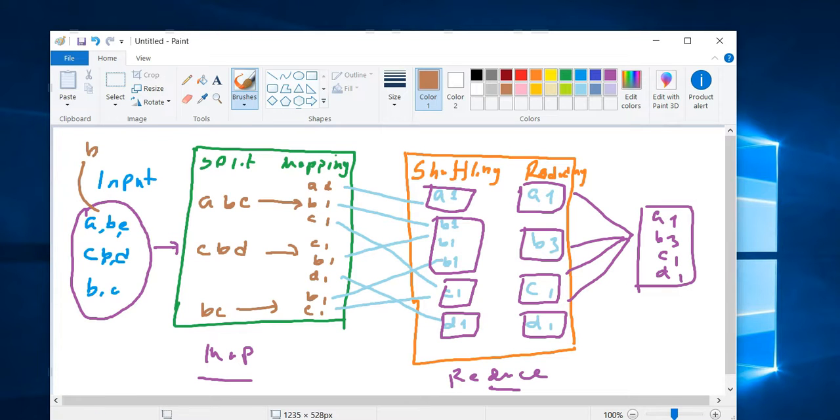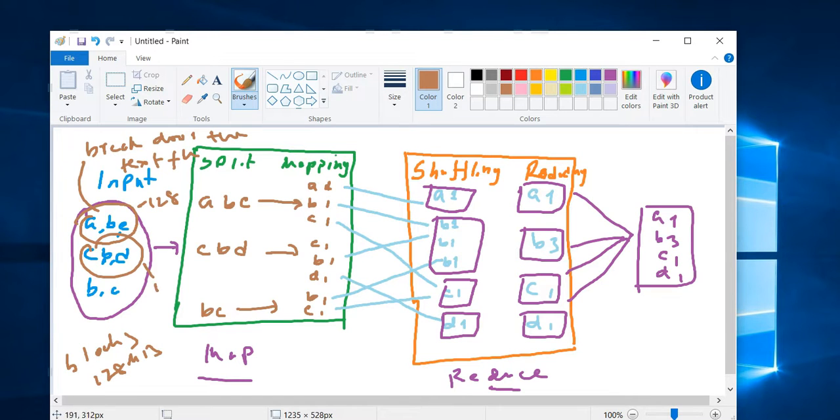Okay, so it breaks down the text file, and we know that it breaks down the text file into what? Into blocks. And the block size can be, let's say, 128 meg. Now this chunk of data, let's say this is 128, this is 128, and this is 128. Now these blocks are sent to the map function, and the map function is running on different nodes.